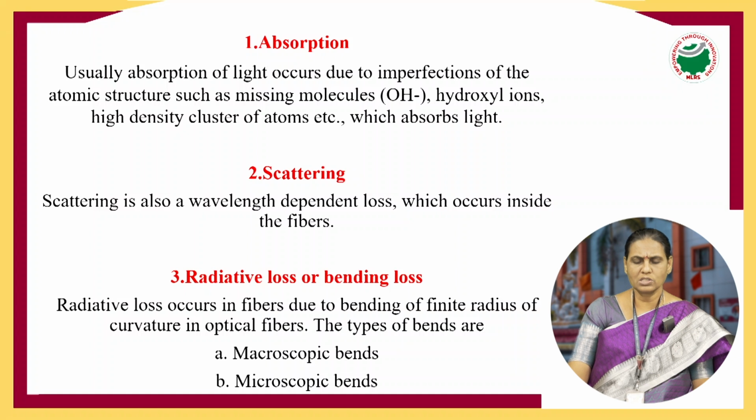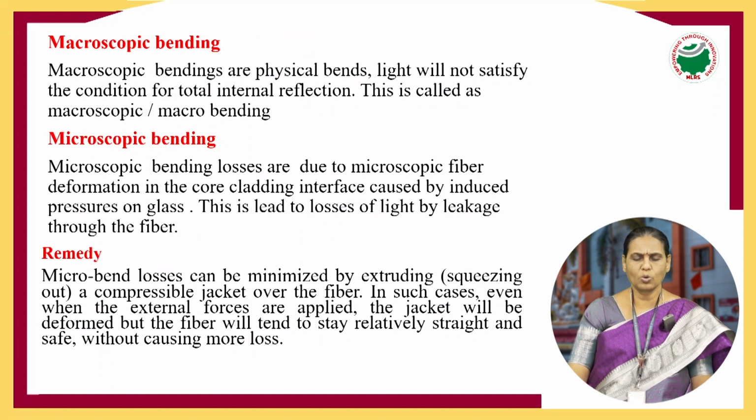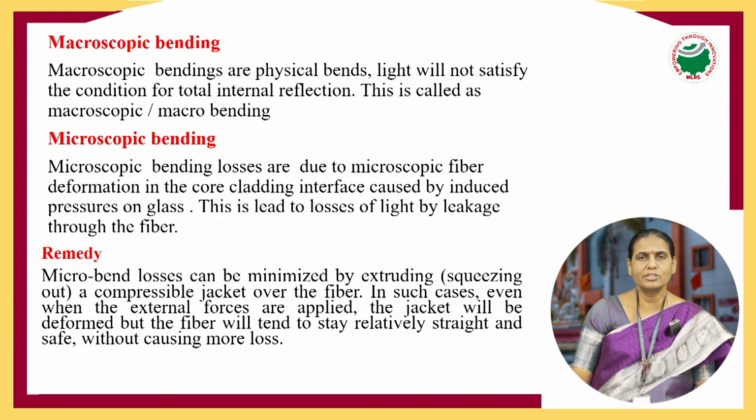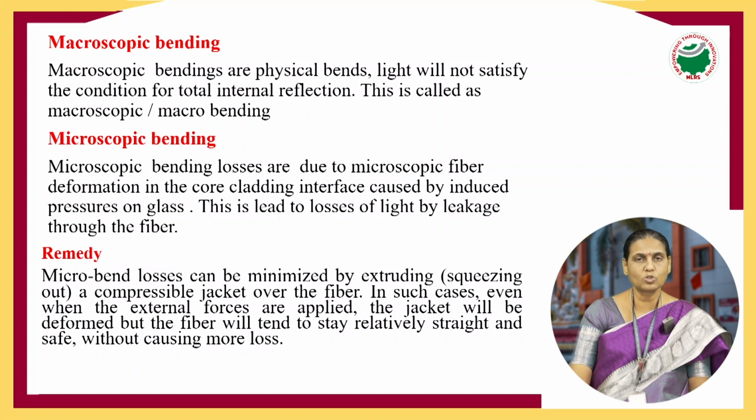Next, radiative losses. These radiative losses occur with respect to the radius of curvature in optical fibers, that is, in macroscopic bending and microscopic bending. What is macroscopic bending? Say you have an optical fiber, and when you give it to children, they start bending it. That type of bending is called macroscopic bending. Once you allow light to pass through such a fiber, light will never pass properly, because bending has already taken place. Due to that, loss takes place. That type of bending we call macroscopic bending.